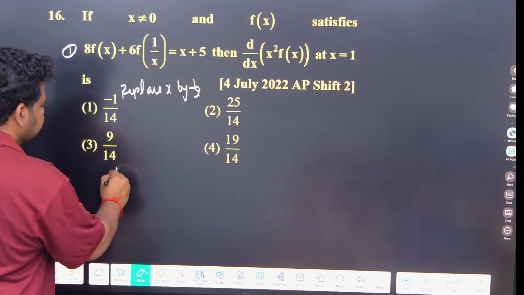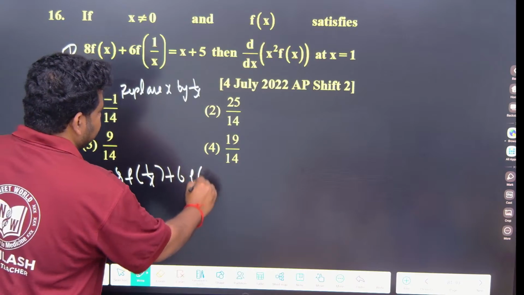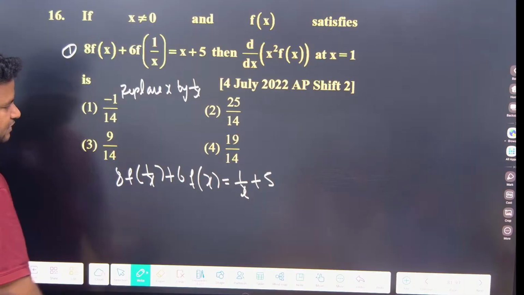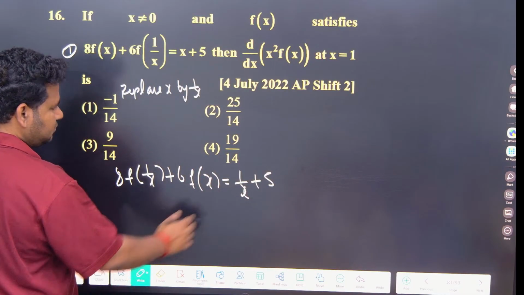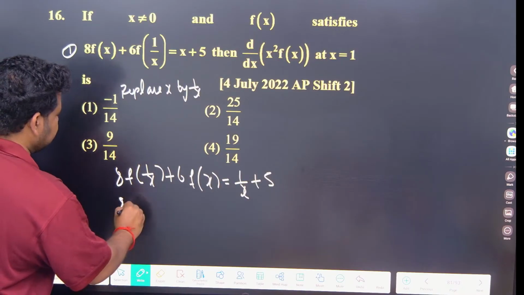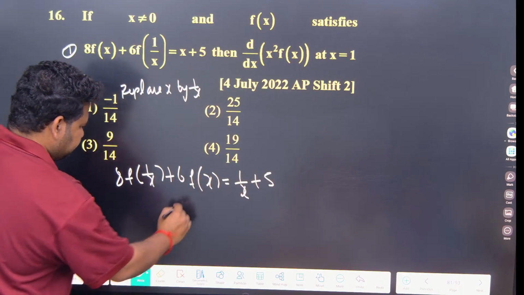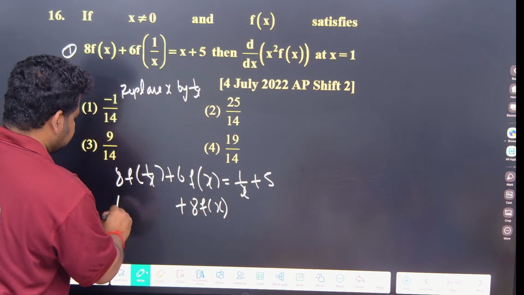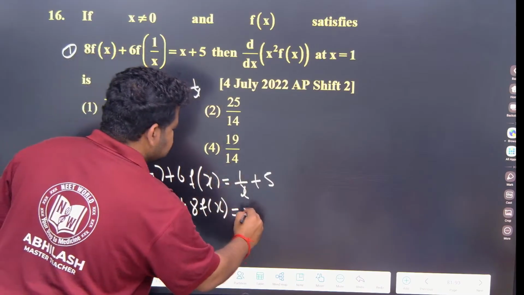So this will become 8 times f of 1 by x plus 6 times f of x equals 1 by x plus 5. Okay, this is what we are having. Now, the first equation we are having, let me write it here: 8 times f of x plus 6 times f of 1 by x equals x plus 5.